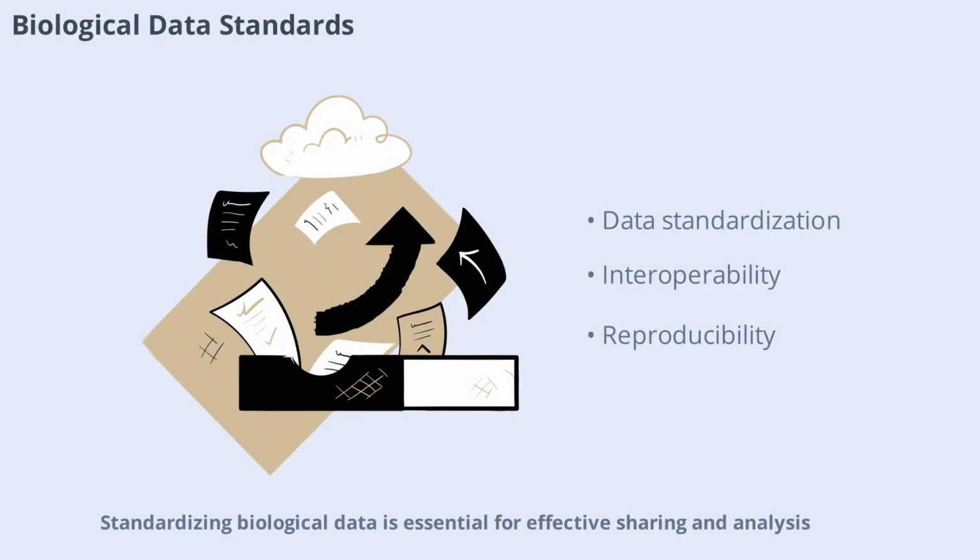Standardizing biological data is essential for effective sharing and analysis. Bioinformatics relies on common formats and protocols to ensure that data from different sources can be integrated and compared. Organizations like the Genomic Standards Consortium develop guidelines that promote interoperability and reproducibility in research.